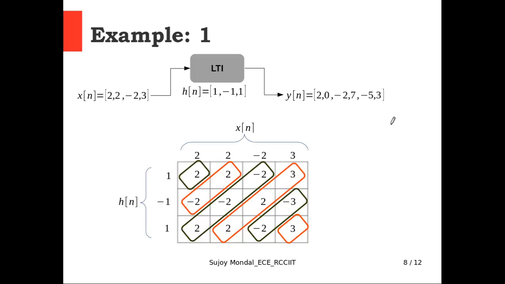Let's see one example. This is an example of linear convolution. Already you know how to perform it. For an LTI system where the input sequence is x of n and h of n is given, we can compute y of n through this particular matrix form.